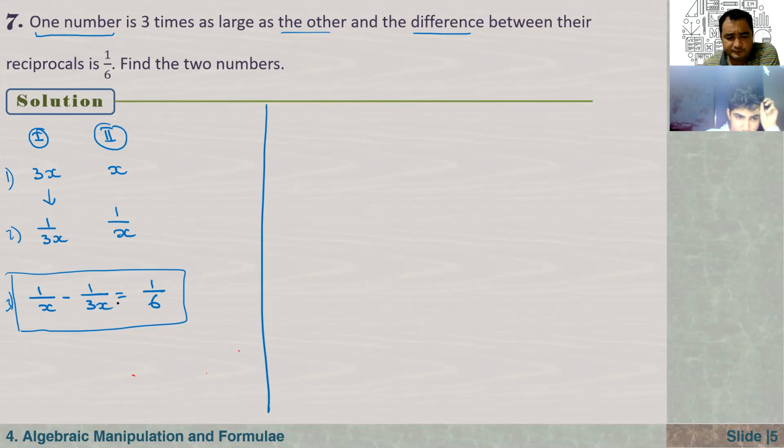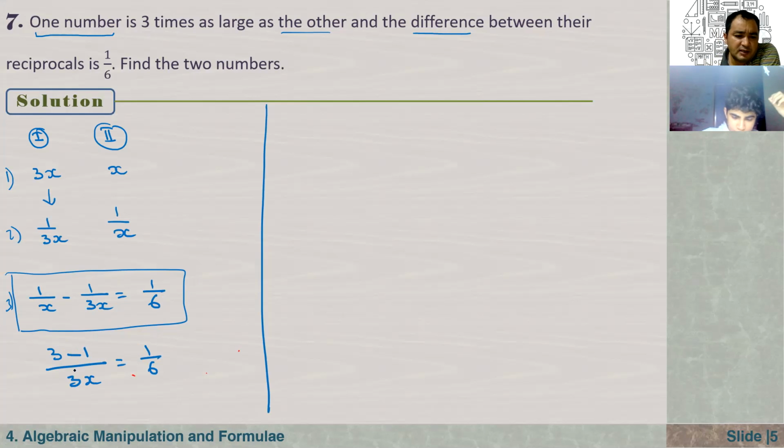That's our equation. Now, since we have an algebraic equation, we know how to solve this kind of equation, right? So the common denominator is 3x. Multiply the first fraction's numerator and denominator by 3. We get 3 minus 1 over 3x, that's equal to 1 over 6.